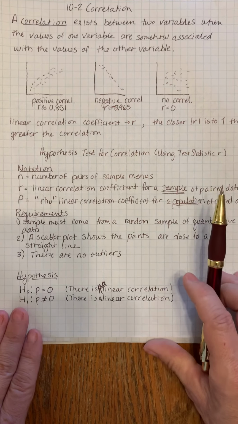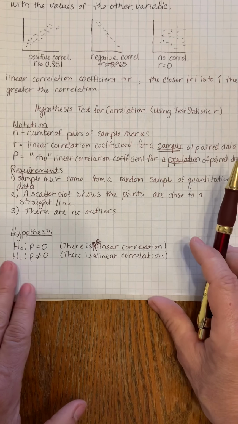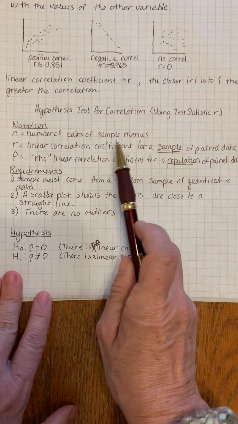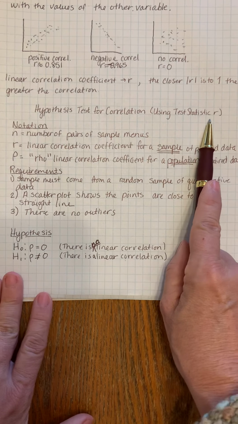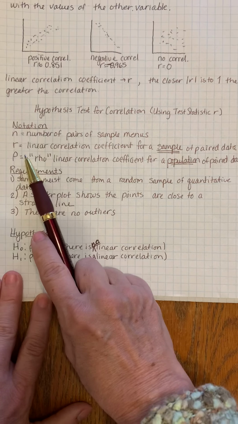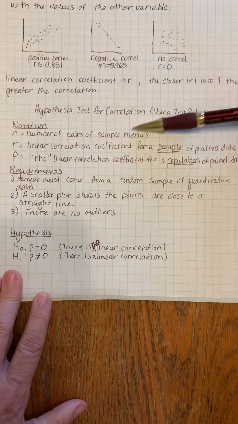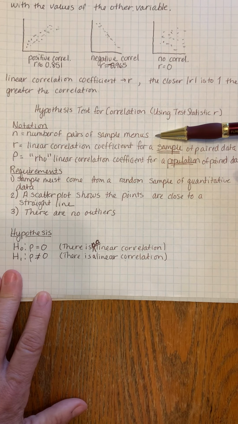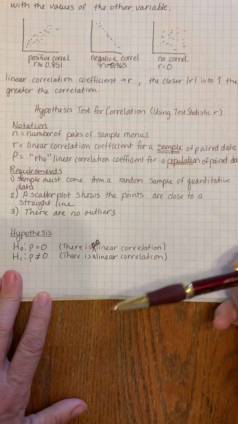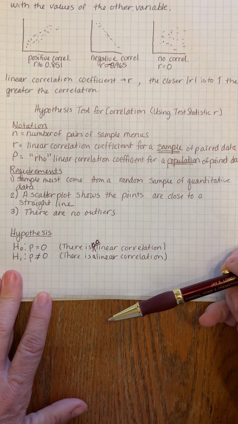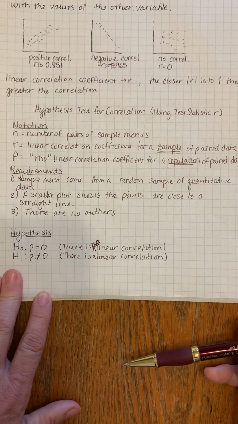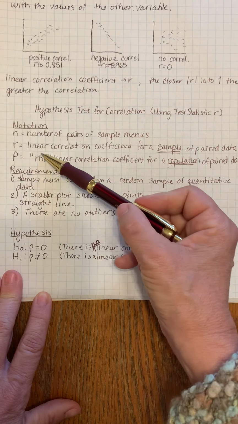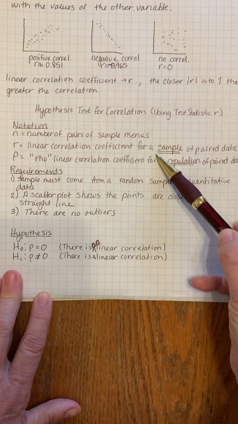Now we're going to be doing hypothesis testing for linear correlation, and we're going to be using a test statistic R. The notation that we have for this information is n, the number of pairs of sample data, the number of data points. r is equal to the linear correlation coefficient for a sample.